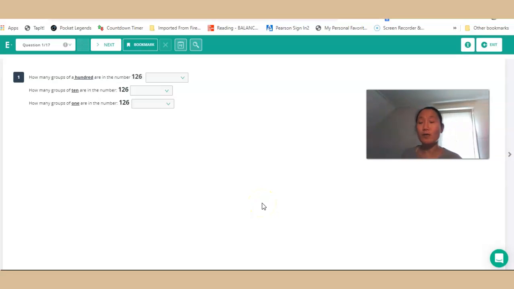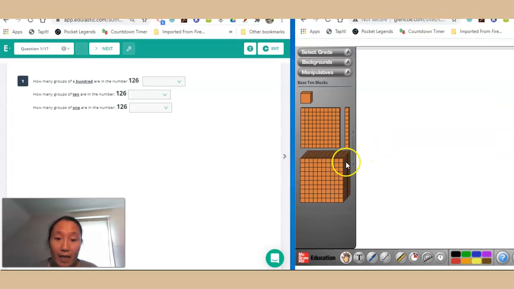Alright, fourth graders, so we are working on math and we are looking at how many groups there are in various different numbers. Now, let's take a look at how we figure out how many groups of each are in any given number. So, let me bring up a tool for us to use. We have our handy dandy base 10 blocks over here and we're being asked to figure out how many groups of 100 are in the number 126.